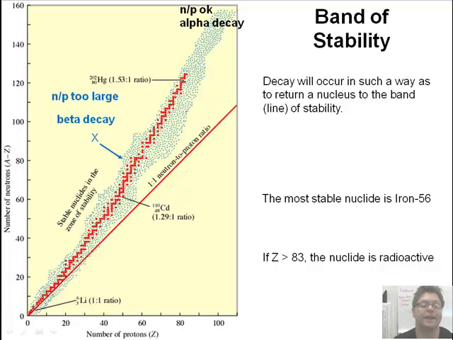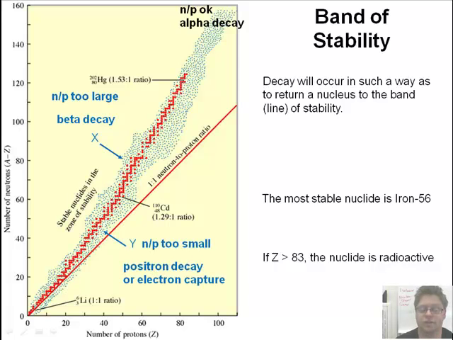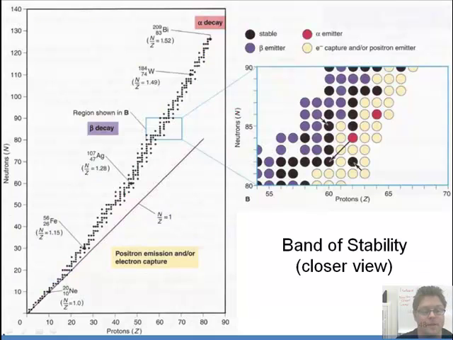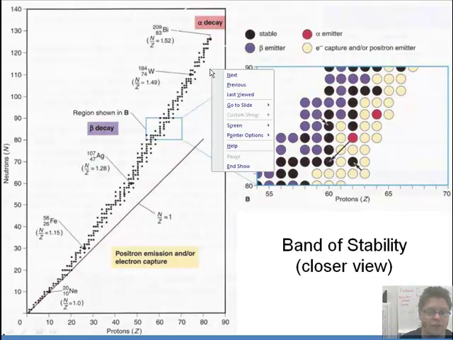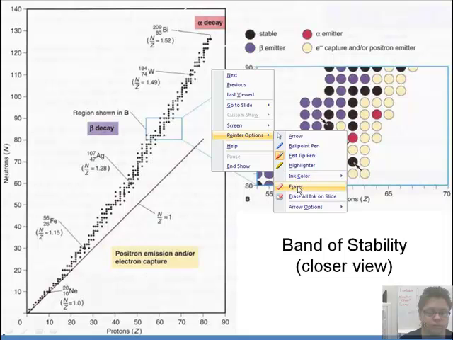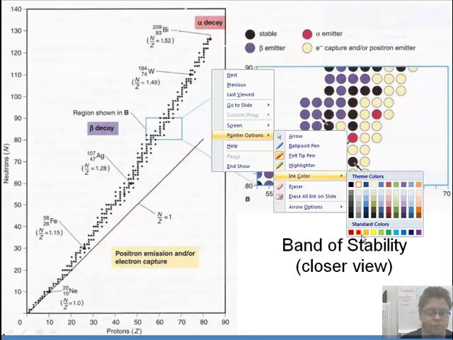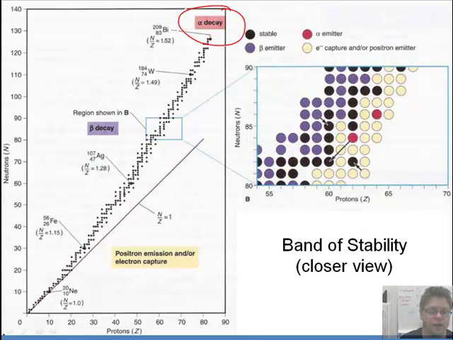If the ratio of N over P is too large, it goes through beta decay. If it's too small, it goes through positron decay or electron capture. And then on the heavier ones, up here at the top, that's where you get the alpha decay. Beta decay happens down here, and there's positron emission and electron capture.